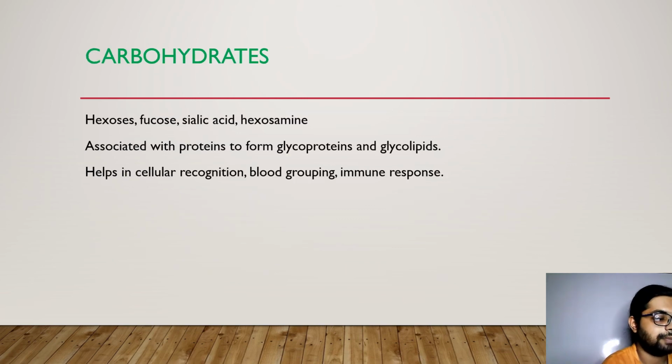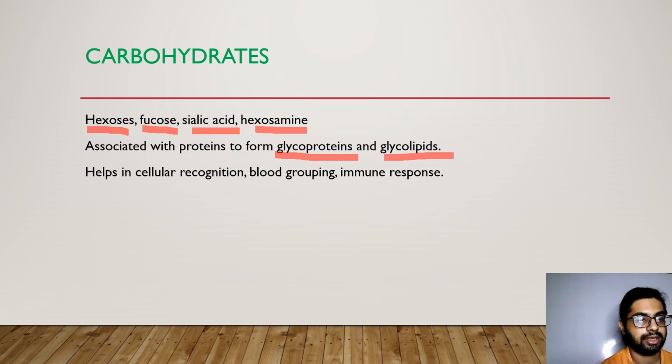Now in the plasma membrane we also find some carbohydrate moieties. Some examples are hexoses, fucose, sialic acid, hexosamine. And these carbohydrates are associated with proteins to form glycoproteins and glycolipids. They help in cellular recognition, blood grouping and immune response. So carbohydrates are actually helping the cells for recognition, blood grouping and immune response.